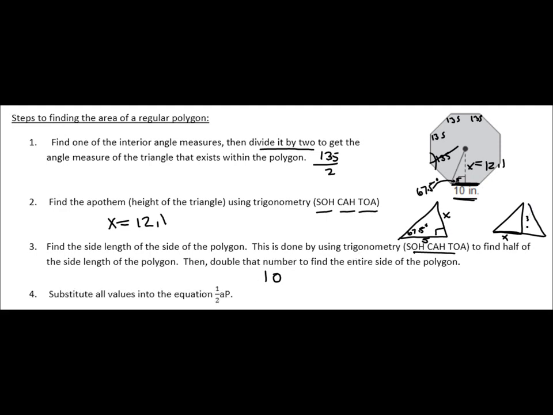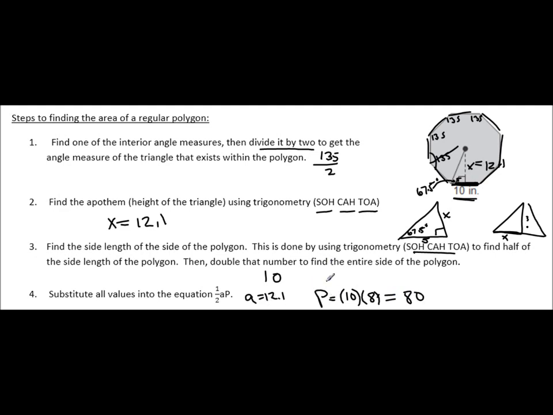Now we're going to substitute all of our values into the equation 1/2 the apothem times the perimeter. Well, the apothem we found was 12.1. That's right here. The perimeter is going to be the side length, 10, times how many sides there are, which is 1, 2, 3, 4, 5, 6, 7, 8. So 10 times 8, which is 80, gives us our perimeter.